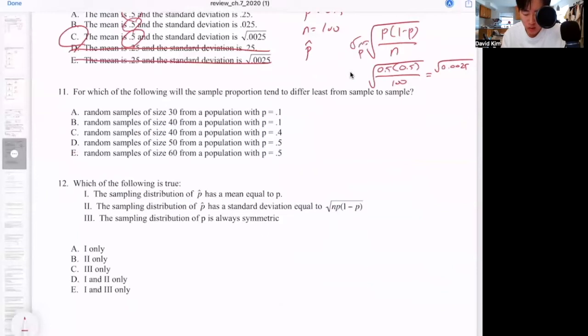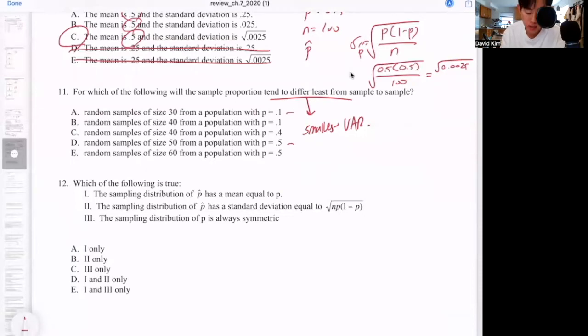Question 11: for which of the following will the sample proportion tend to differ least from sample to sample? Differ least means that it's going to have the smallest variability here. Now, 11 is one of those questions where it tends to get a little tricky, but let's try to eliminate as many choices as possible. Let's say you're faced with this question on the day of the exam or on tomorrow's test. What you're first going to do is eliminate A and D.